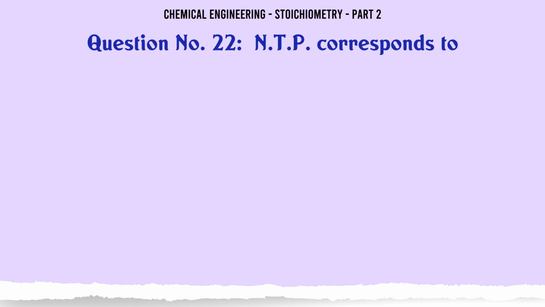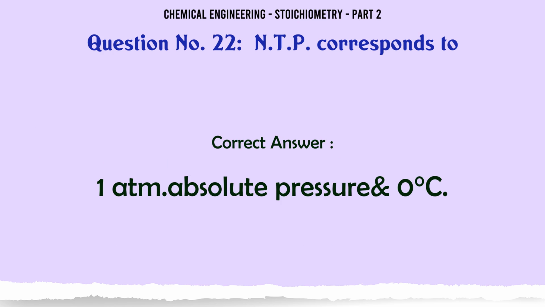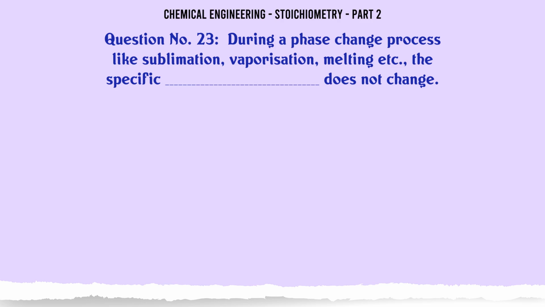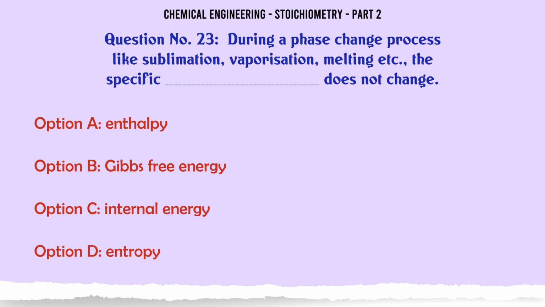NTP corresponds to: A 1 atm absolute pressure and 0 C, B 760 mm Hg gauge pressure and 0 C, C 760 mm Hg and 15 C, D 101.325 kPa gauge pressure and 0 C. The correct answer is 1 atm absolute pressure and 0 C.